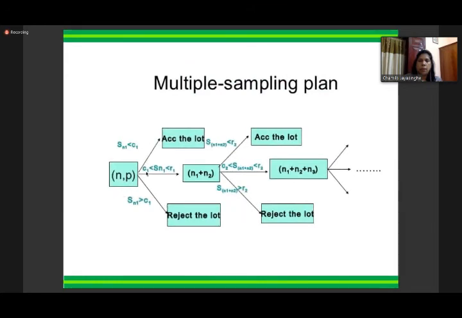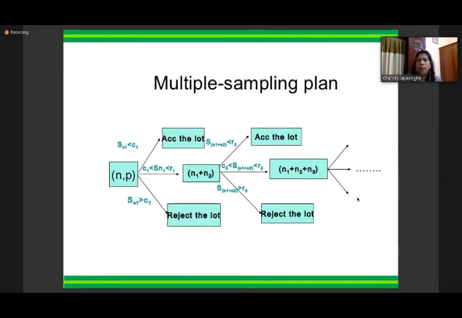Now you can see here again that the rejection and acceptance and the sum is going on, N1 plus N2, again likewise. So it's going on. At one point there can be acceptance or rejection of a lot, or they can go forward, and when it comes to N1 plus N2 it can go a bit further, and here also it can be rejected or accepted.